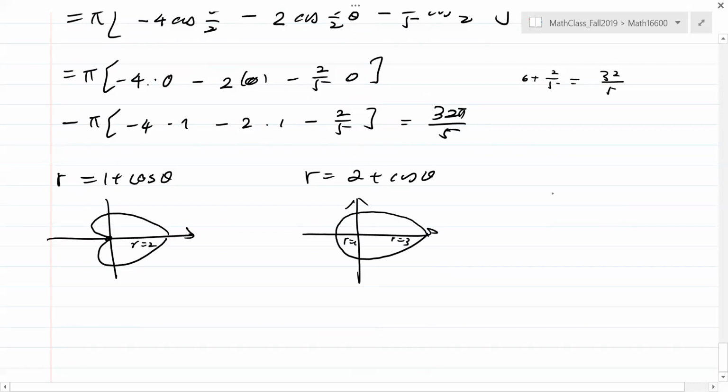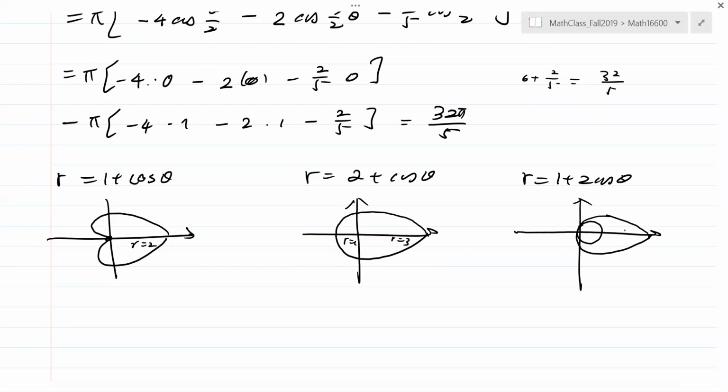Right? But if r equals 1 plus 2 cosine theta, then that's a problem here, right? When theta equals 0, it gets 3. But then you rotate. It looks like that. Okay. Not exactly. This picture is wrong. Okay. We have to make sure when the r is 0.